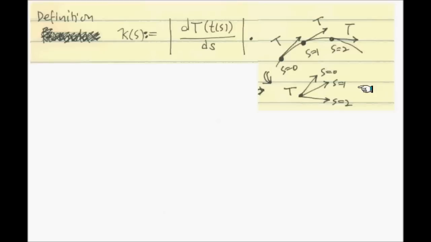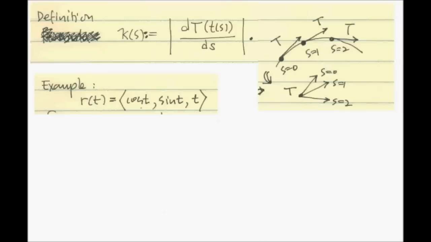The key thing here is that we're looking at these changes of the unit tangent vector in terms of the arc length, and when we do that, we capture the geometry of this path, not really considering how fast it's going through. So the curvature is about the geometry of this curve, so this is actually a pretty cool definition.